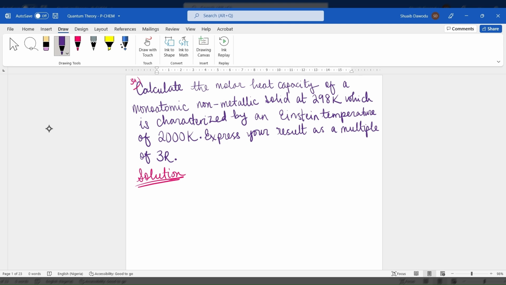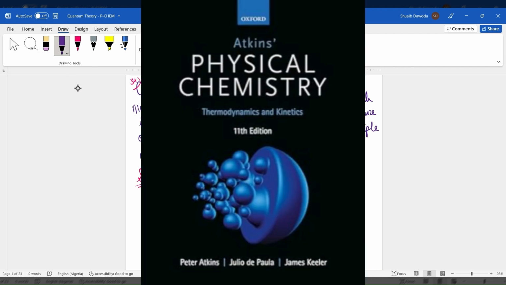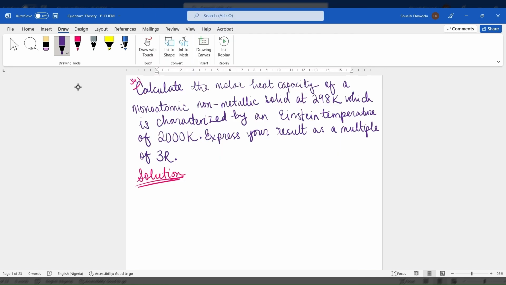So today we're going to be working on the question on the screen that says: calculate the molar heat capacity of a monoatomic non-metallic solid at 298 Kelvin, which is characterized by an Einstein temperature of 2000 Kelvin. Express your result as a multiple of 3R. The first thing to note is that this is a quantum chemistry question from the Atkins Physical Chemistry 11th edition textbook, from chapter 7, the quantum mechanics portion of the textbook.